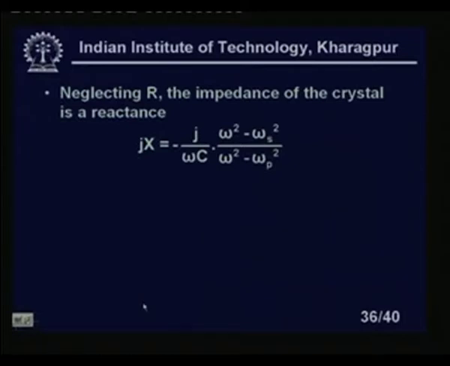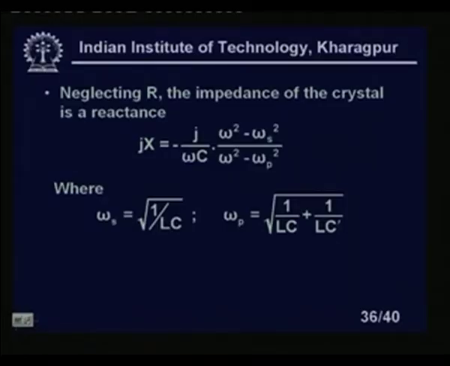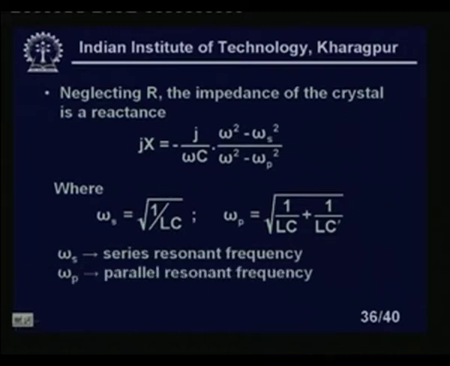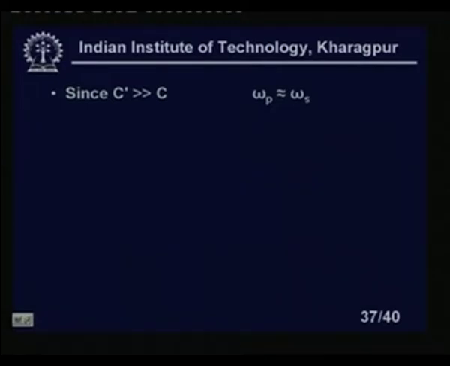Now, neglecting R, the impedance of the crystal is a reactance which can be given as j by omega C into (omega square minus omega s square) upon (omega square minus omega p square), where omega s and omega p are the series and the parallel resonance of the circuit, where omega s is 1 by square root of LC and omega p is equal to square root of 1 by LC plus 1 by LC dash, right. Omega s is the series resonant frequency, and omega p is the parallel resonant frequency.